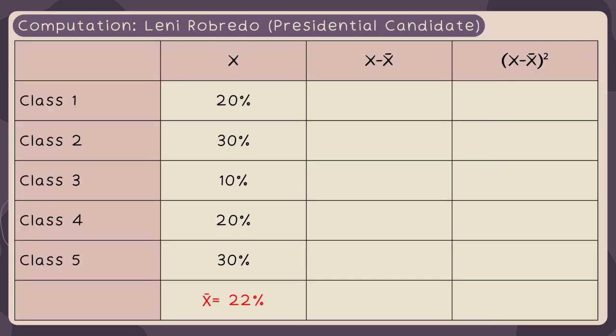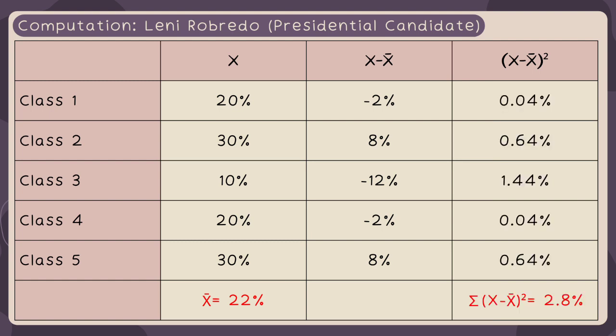The next presidential candidate is Vice President Leni Robredo. Just like in the first one, we will also compute for the 3 columns and follow the steps we just did for the first presidential candidate. The X column is 20%, 30%, 10%, 20%, and 30%. For the second column, we will subtract the sample mean from the first column. So 20 minus 22 is negative 2%, 30 minus 22 is 8%, 10 minus 22 is negative 12%, 20 minus 22 is negative 2%, and 30 minus 22 is 8%.